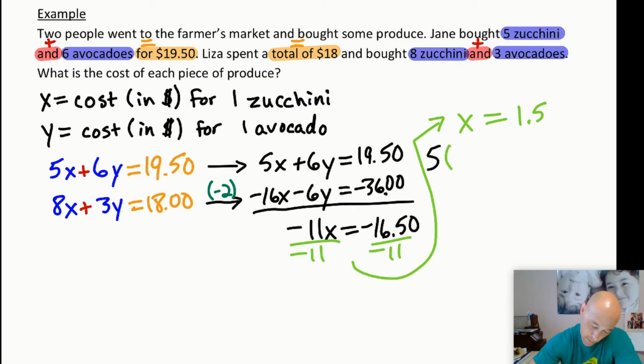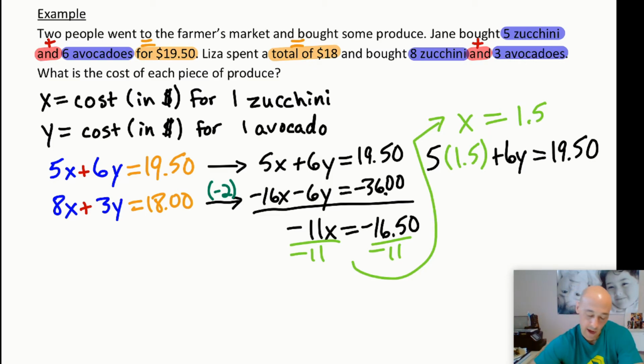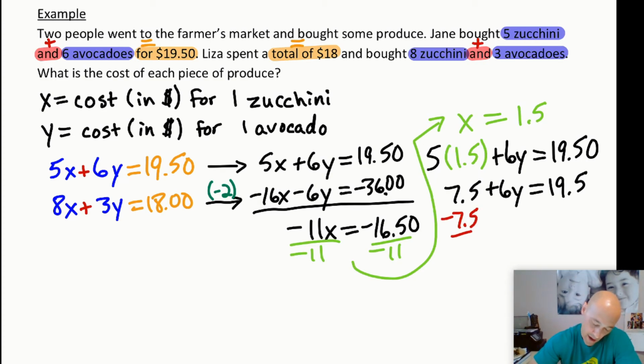5 times 1.5 plus 6y is equal to 19.50. All right. 5 times 1.5 is going to be 7.5. So this is 7.5 plus 6y equals 19.5. I'm going to drop that last 0. That's okay. Now I'm going to subtract 7.5 from both sides. And I get 6y is equal to 12.